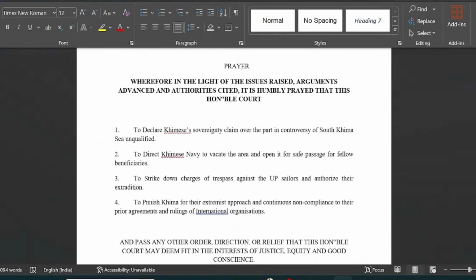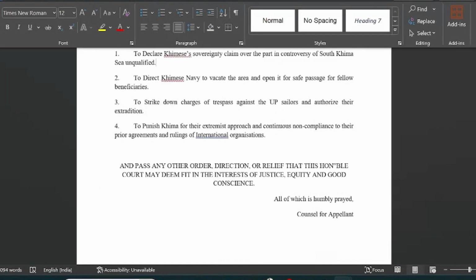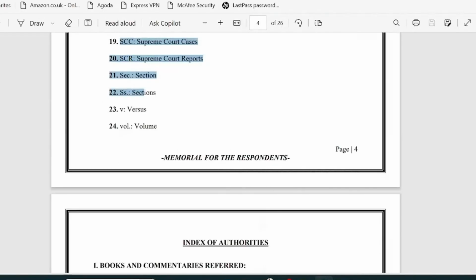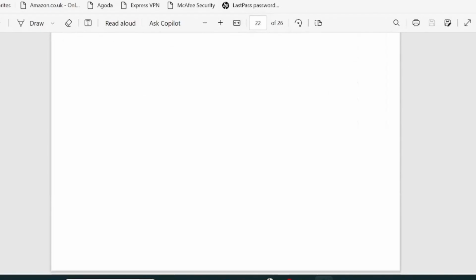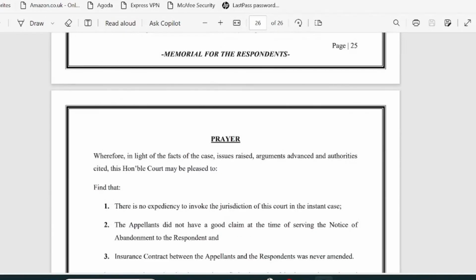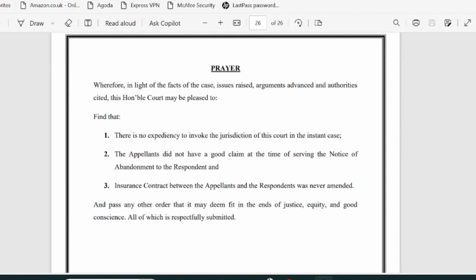So mine was a little different. My end was a little different. Pass any other direction, all of which is humbly prayed, counsel for appellant. That's it. That is how we ended it. And let's have a look at how they ended it. So here we go. See, it's more or less the same. All of this is more or less the same. And pass any order that they deem fit.